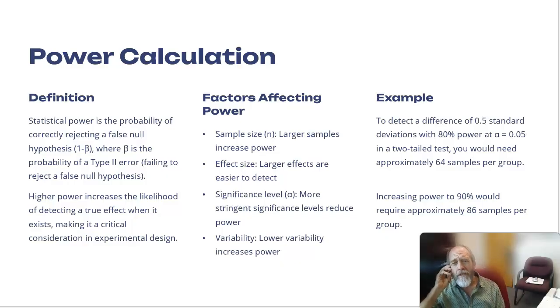So, as an example, to detect a difference of 0.5 standard deviations with 80% power at alpha equals 0.05 in a two-tailed test, if you can calculate this, you would need approximately 64 samples per group. If you want to go from 80 to 90, it jumps up to 86 samples per group. So what you could say is, at a specific power, how many samples do you need to detect it? That's, of course, with a known standard deviation, a known alpha, and a known test, in this case being two-tailed. What I mean by test is two-tailed or one-tailed.